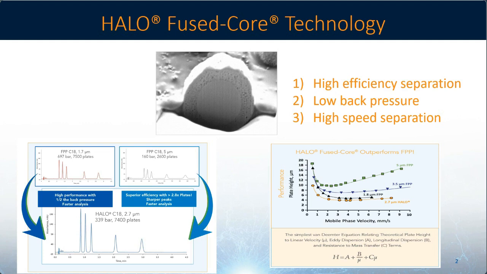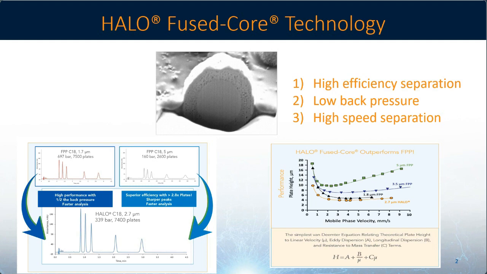But the real trade-off here is the back pressure. You can see that the FPP column has 697 bar for the pressure, and where the Halo with the SPP technology has 339 bars. So we have much lower back pressure. So we have high performance, comparable plates, and half the back pressure. And we also have a faster analysis.